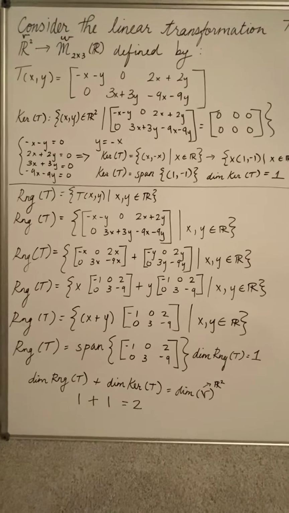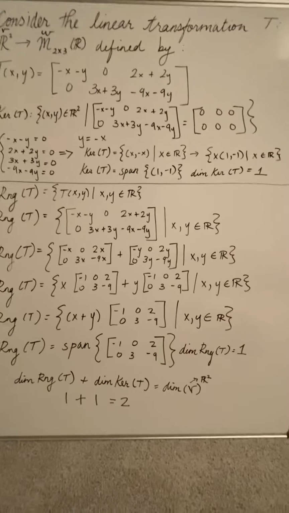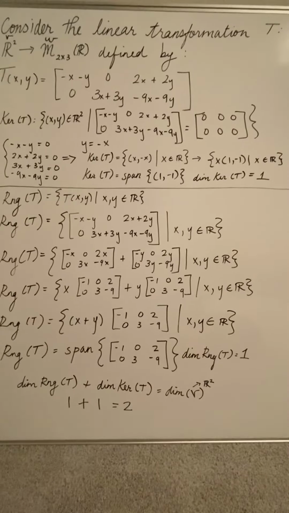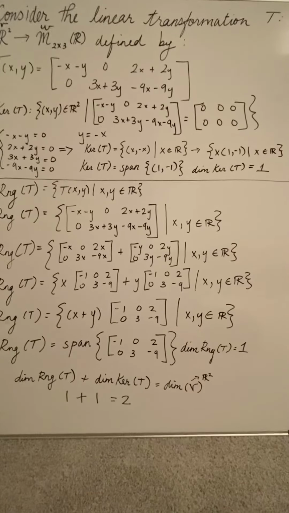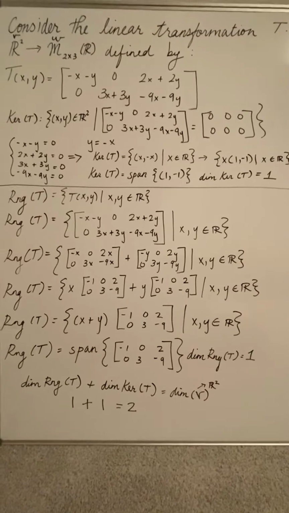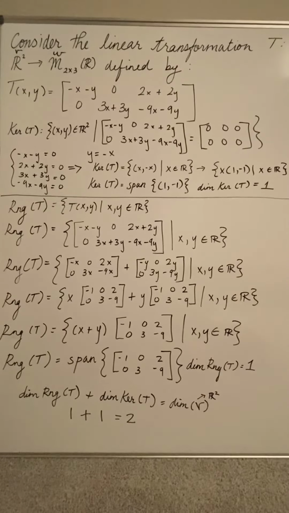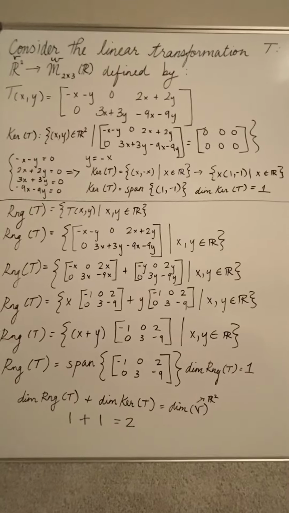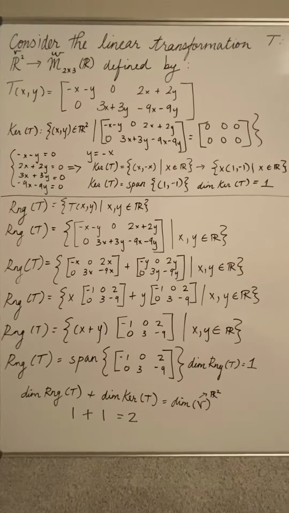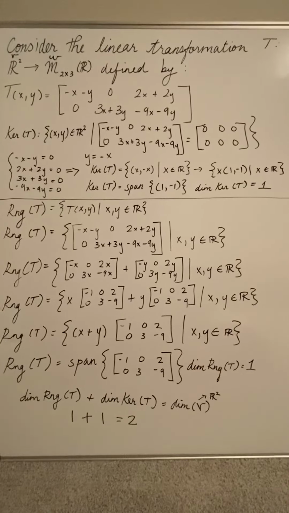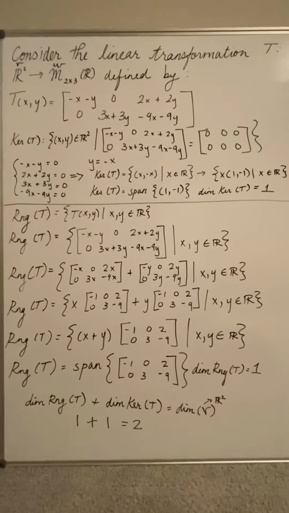So then we know that the range of T is equal to just the span of that 2 by 3 matrix, negative 1, 0, 2, 0, 3, negative 9. And therefore the dimension of the range is also equal to 1. And from the generalized rank-nullity theorem, the dimension of the range plus the dimension of the kernel is supposed to equal the dimension of V, the vector space we're beginning with, which is R2. So the dimension of the range plus the dimension of the kernel should equal 2, and in this case it does.